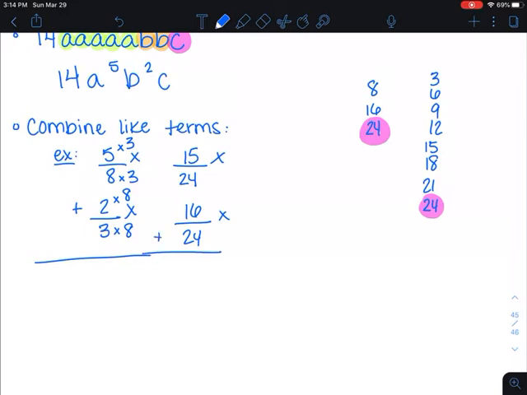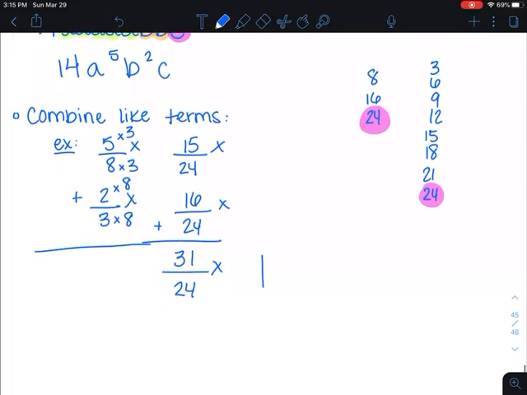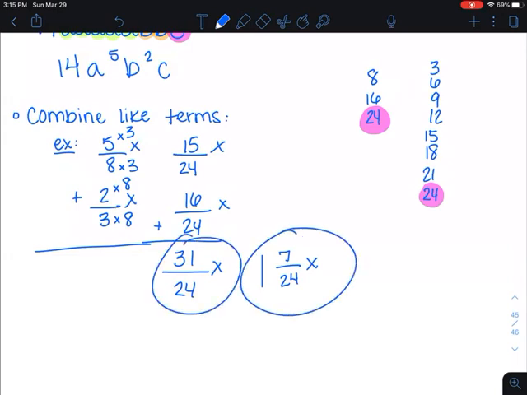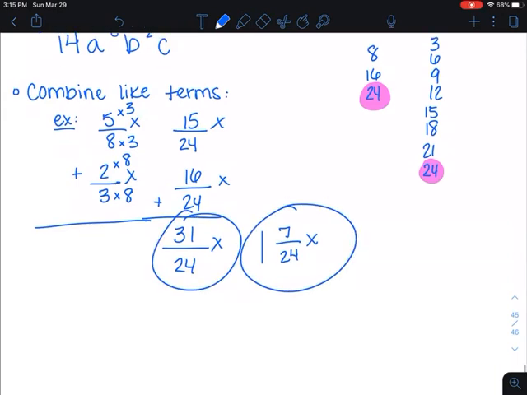And we're adding. So 15 plus 16 is 31 over 24x. You can put that into a mixed number and say you have 1 and 7/24ths x, but either way would be correct.